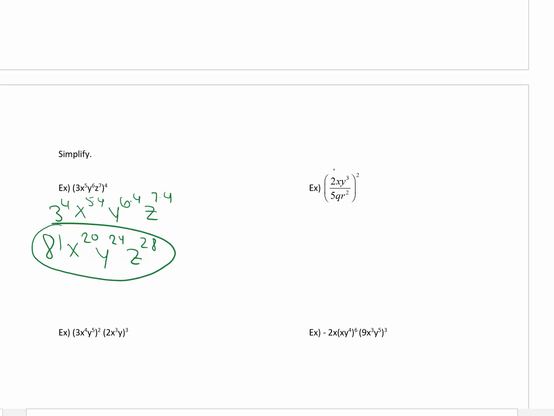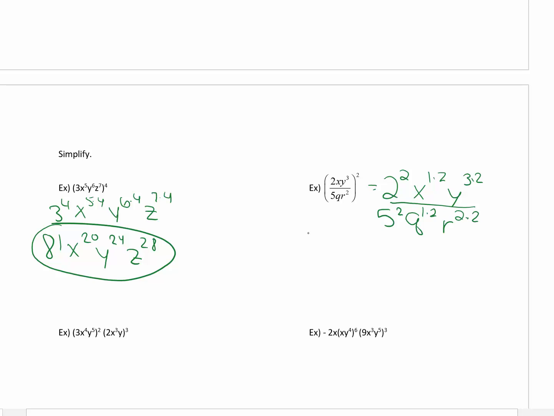Now, I can use this power rule even for fractions also. So this 2 is to the first power, so 1 times 2, so that's 2 squared. This x is to the first power, a power to another power, you multiply, so that's x to the 1 times 2. Y taken to the 3 times 2 power. Now do the same thing in the denominator. That's 5 to the first, 1 times 2, that's 5 squared. This q has an exponent power of 1, so that is q taken to the 1 times 2 power. And then r taken to the 2 times 2 power.